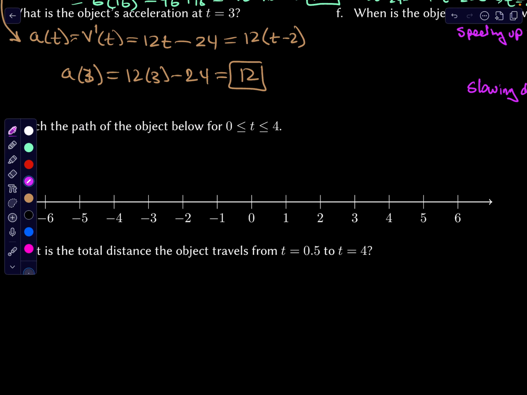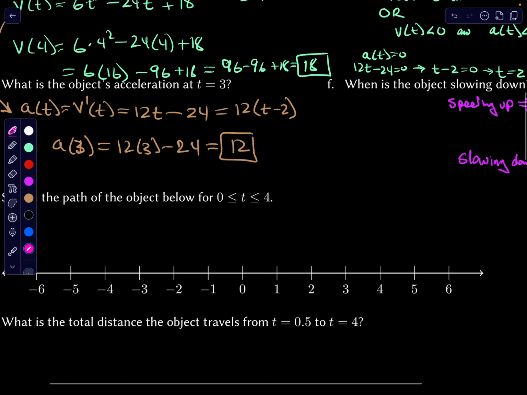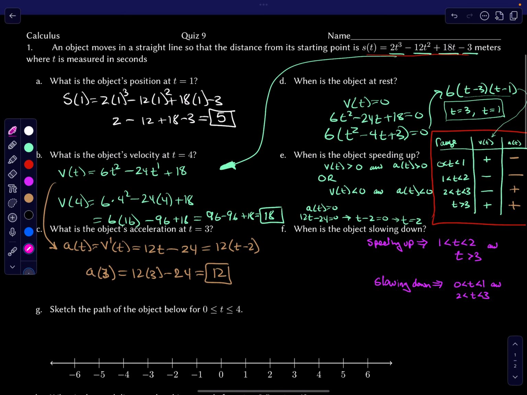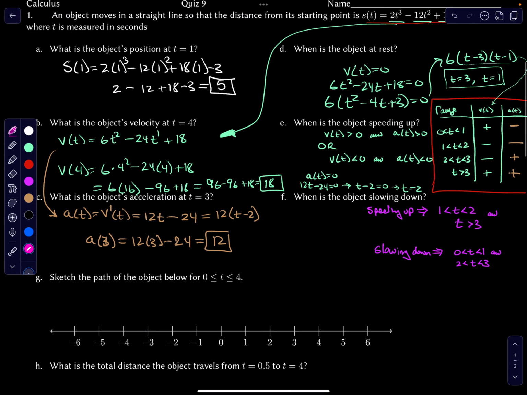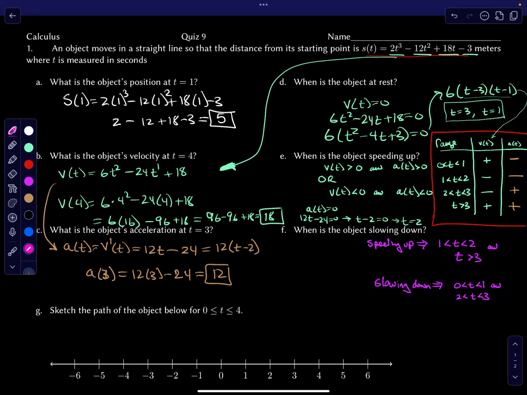It's something that I've done in the past. And I'm just going to graph or sketch a path for this object between 0 and 4. It might help you understand what's going on here. So starting at 0, when t equals 0, I'm just going to copy this function down here. This is s of t is 2t cubed minus 12t squared plus 18t minus 3.